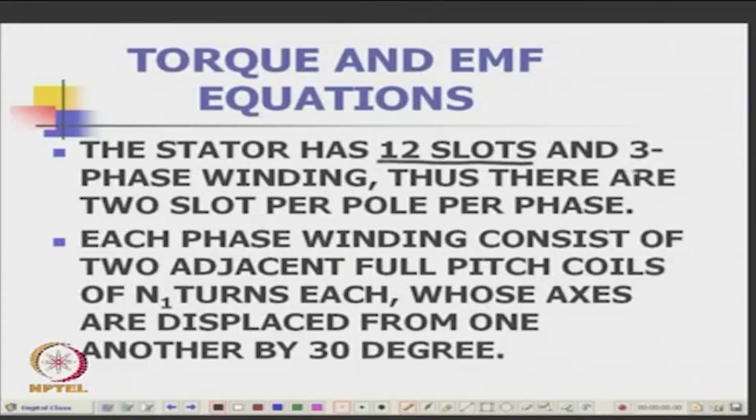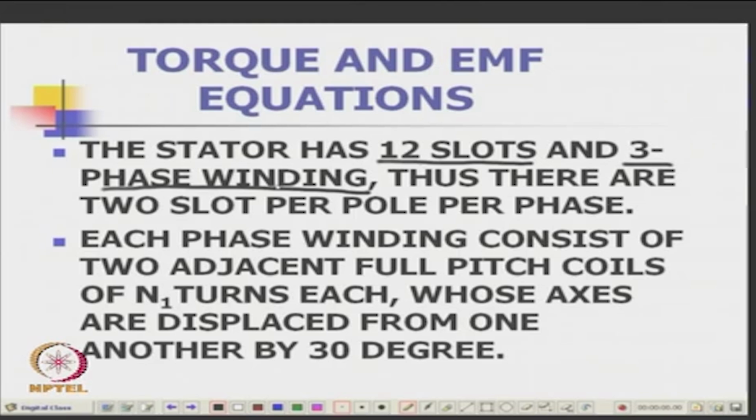Okay. So, if you have a stator with a 12 slot, 3 phase winding, what do you mean by 12 slot and 3 phase winding? How many slots are available for one phase? 4 slots. So, we have already seen that the A phase has 4 slots with 2 coils spread at 30 degrees.